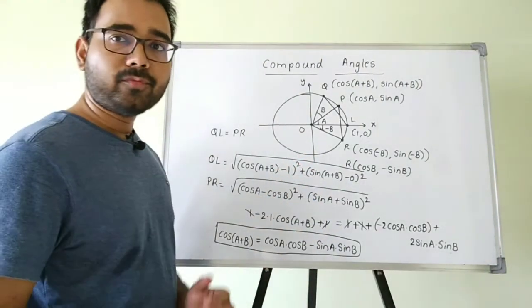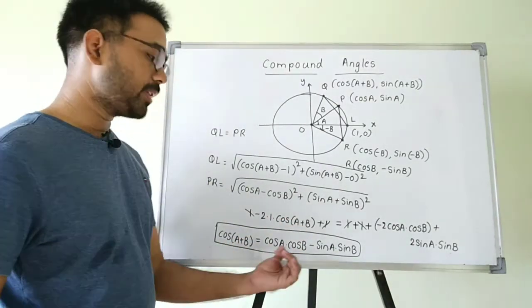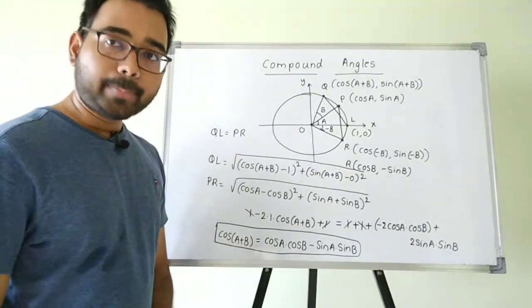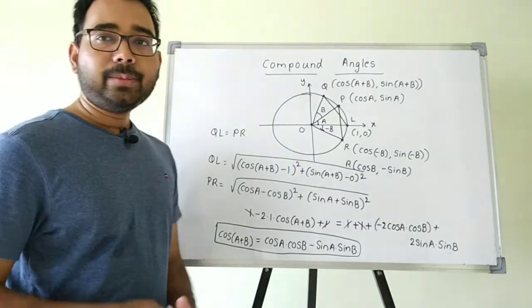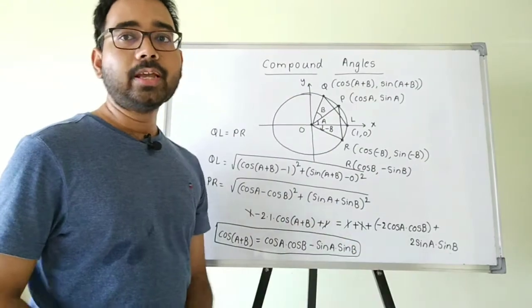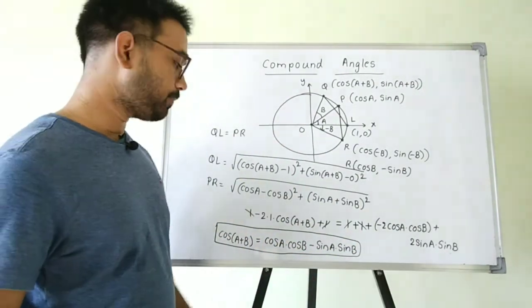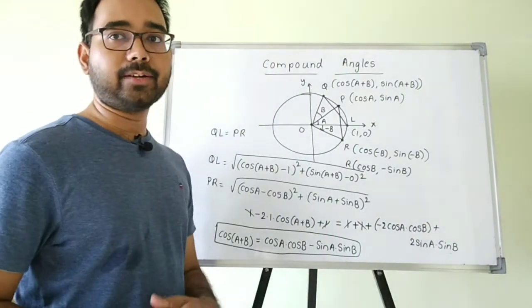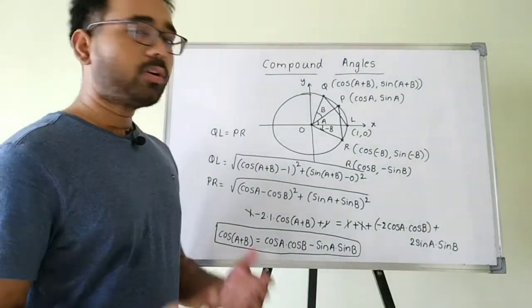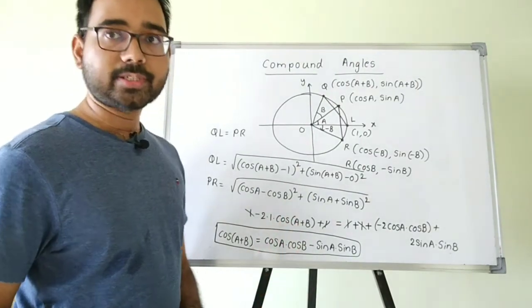There are many other ways we can do this. This is one of the ways, right? So cos of A plus B is equal to cos A cos B minus sin A sin B. In JEE Mains and Advanced you may not be required to prove this, but you need this result. This final result is very important, right? Especially for Mains and Advanced. For board also they may not ask you to prove this, but they may give questions based on this, right?